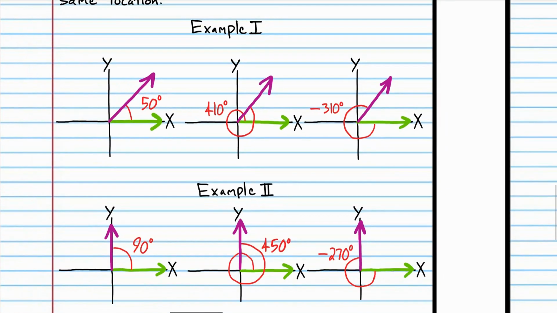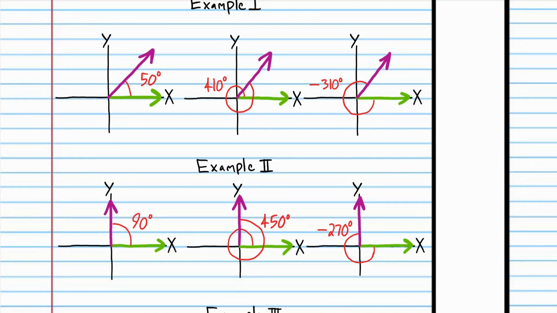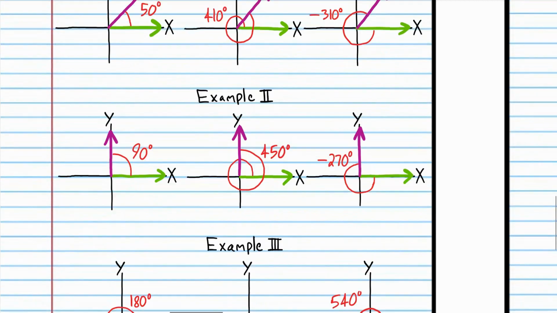And one thing that's very important to understand is that there's no end to what these angles can be. You can have an angle that is 1 billion degrees. You can just keep going around and around and around over and over again. There's no limit to the angle measures that you can create in standard position, because you can just keep going around and around.